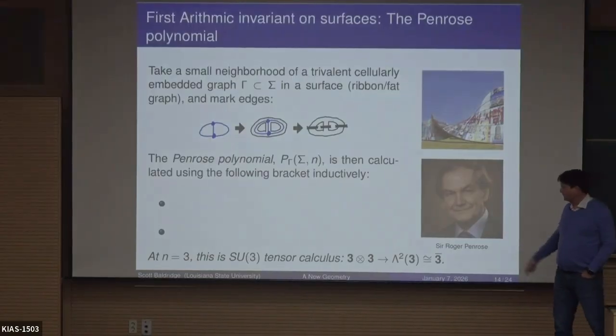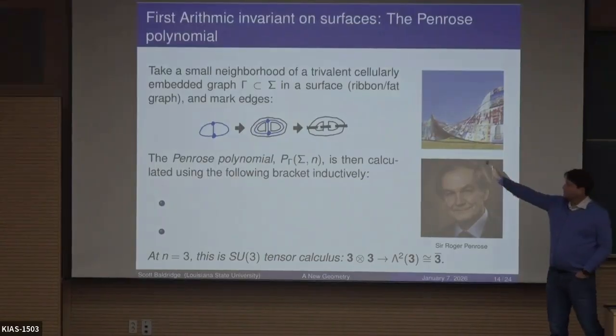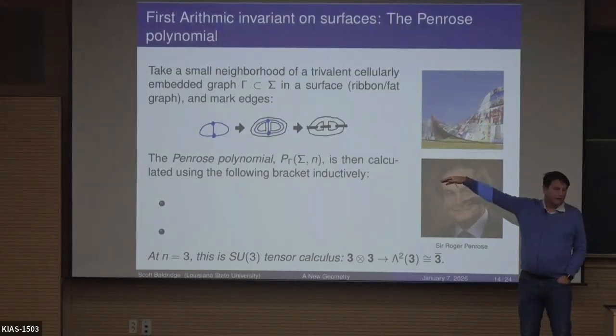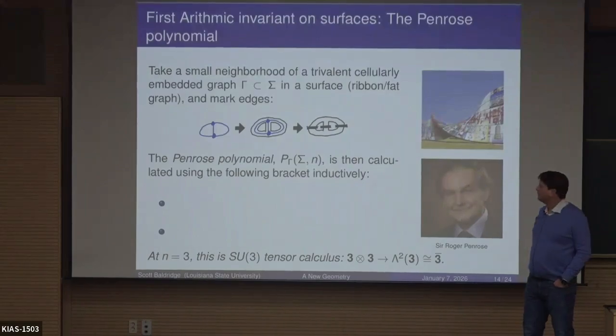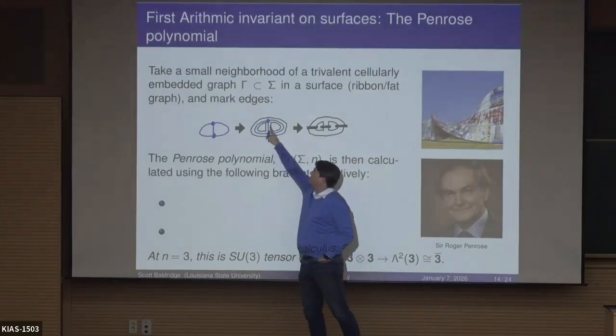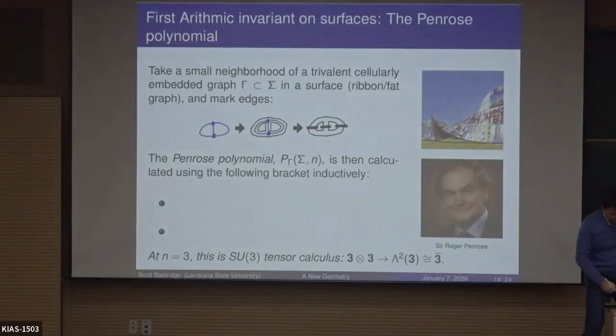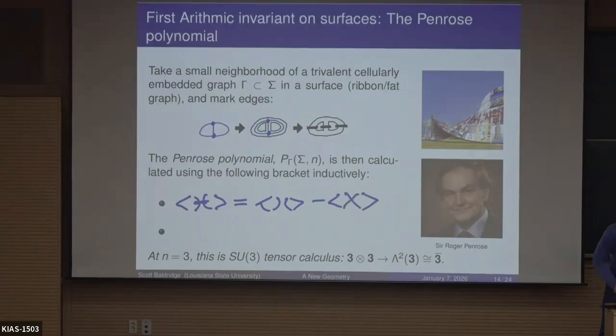So let me talk a little bit about Sir Roger Penrose. I'm going to use a trivalent graph, take a small neighborhood of a trivalent cellularly embedded graph. Most people call these ribbon graphs or fat graphs, but they're trivalent. You take a little neighborhood, and then for each edge, you put a marking. And then what you do is you build a state system. So this is all Penrose. Doesn't that look familiar? In every circle that shows up, you replace it by n.